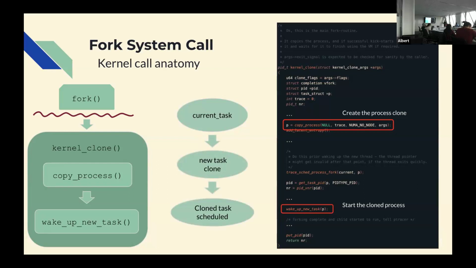Wake Up New Task actually takes care of the state preparation and schedules the clone, the child process, to get run. But we don't really want that. We want the child process to get blocked and essentially be frozen. So what if we could get rid of the Wake Up New Task call and just have the copy process, which would give the blocked state effectively.